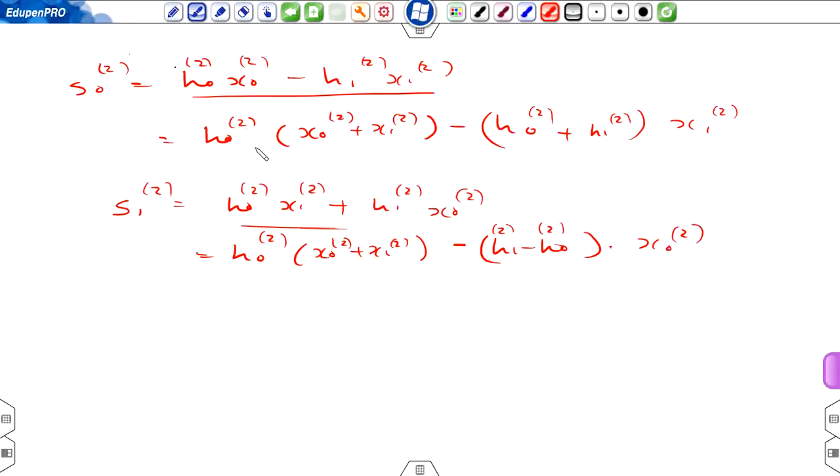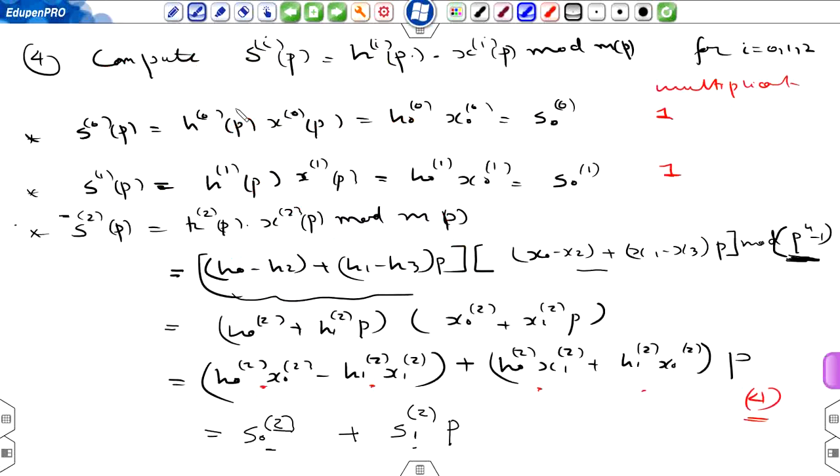So now the number of multiplications is one multiplication for this, one multiplication for this, and this is the same, and one multiplication for this. So the total number of multiplications is 3. Just by rewriting this in a different form, the number of multiplications is reduced to 3 from 4.